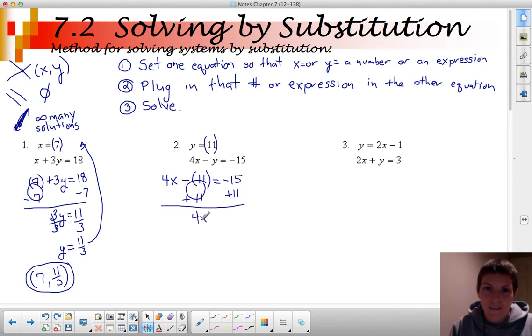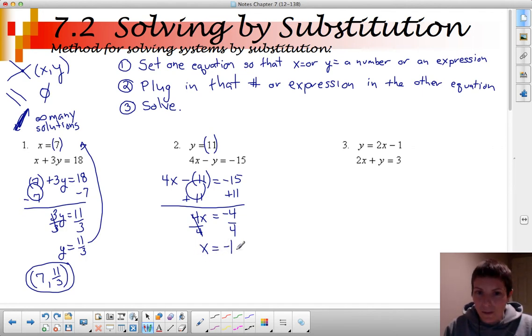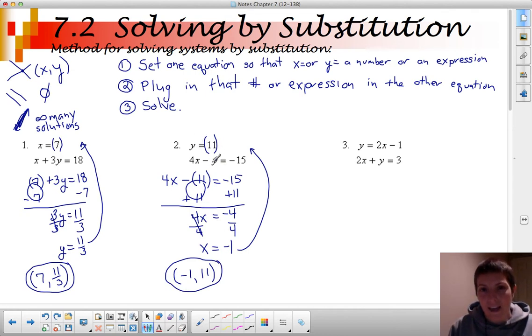We end up with 4x is equal to negative 4. Divide. X is equal to negative 1. Remember, if I get x equals negative 1, that means that I have to have a y value. In this case, there's no work to find it. When x is negative 1, y is positive 11, and that's my one solution. This horizontal line and this sloped line cross at the point negative 1, 11.